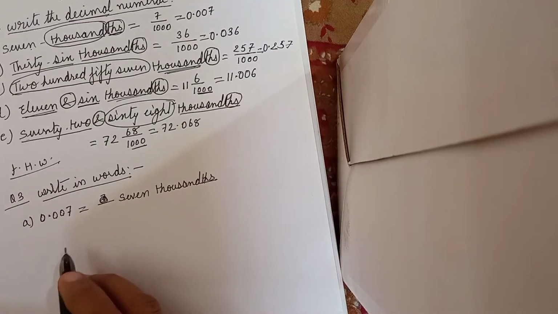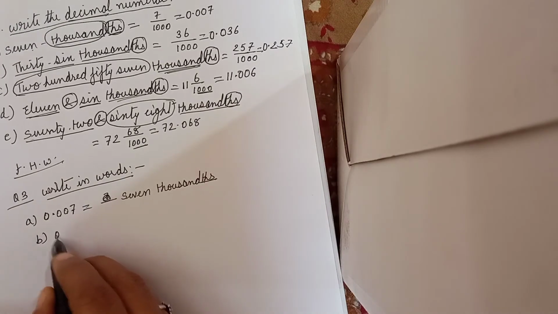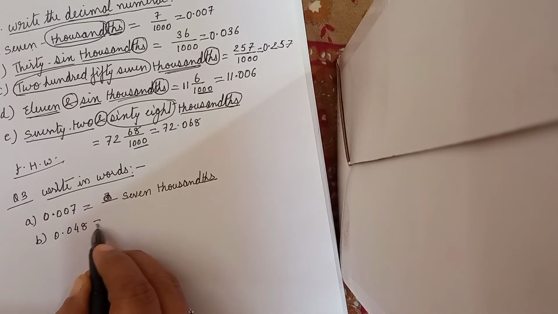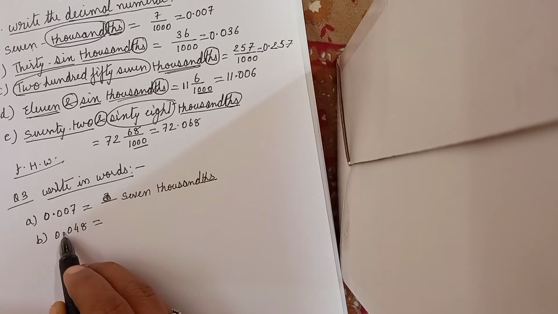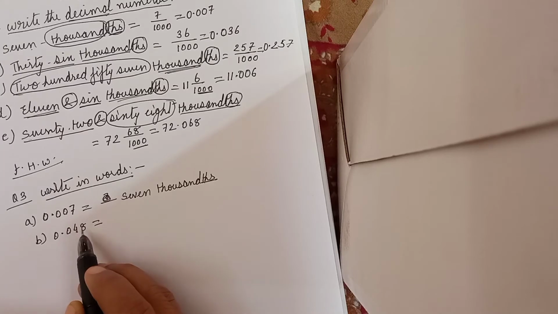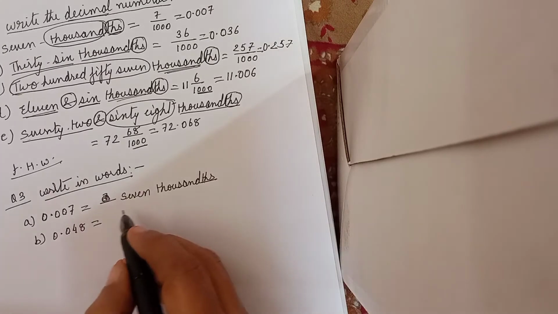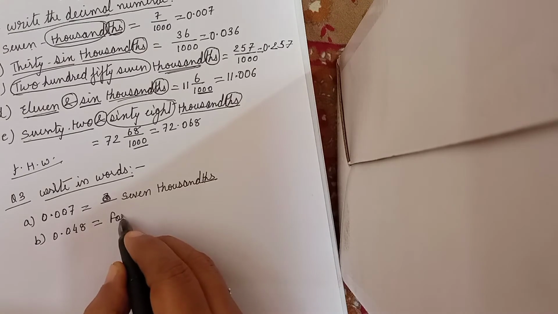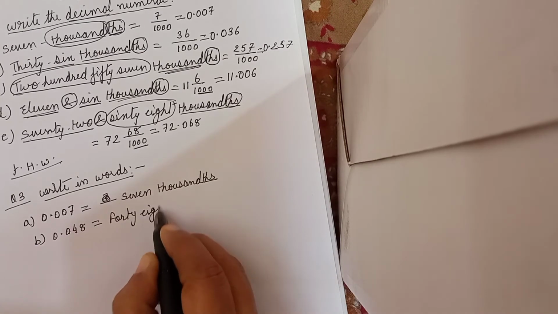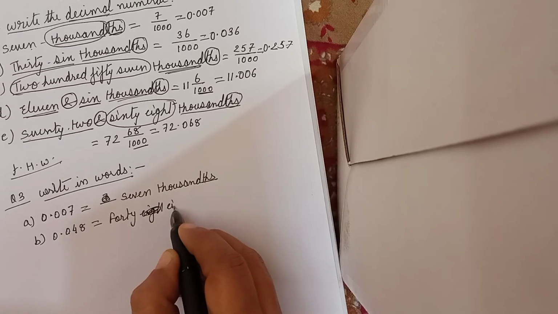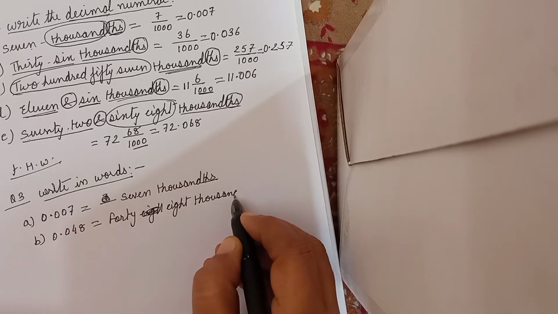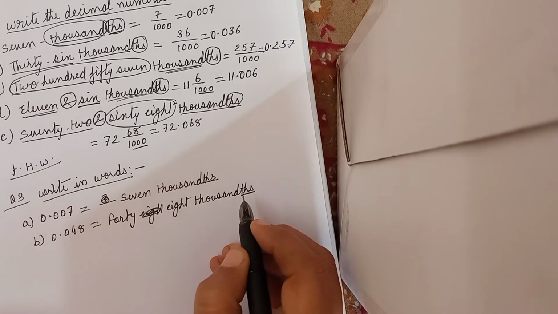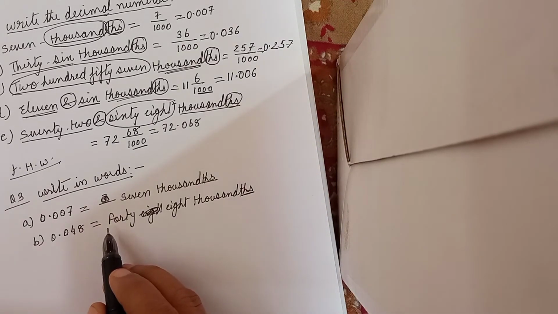Next is question number B, 0.048. Again here, before the point it is 0, so no need to write it. After the point we will read tenths, hundredths, thousandths. So how many thousandths? 48 thousandths. THS we will write because we are writing after the decimal.